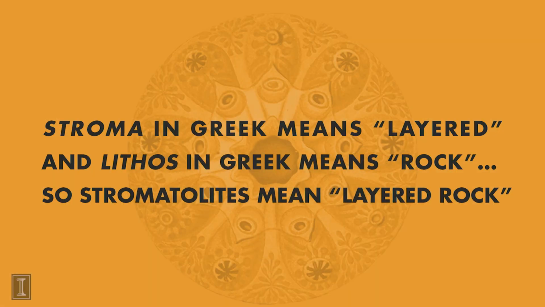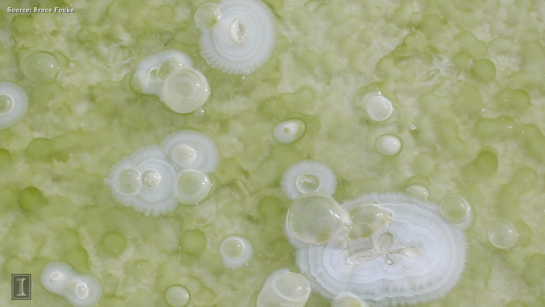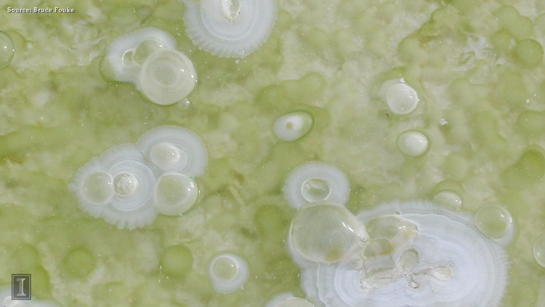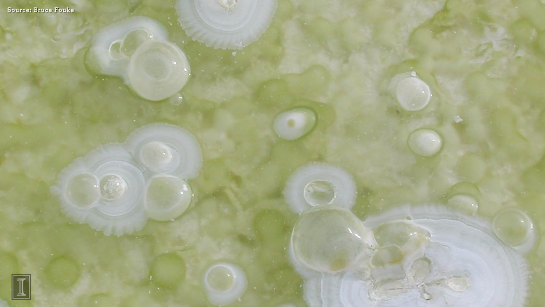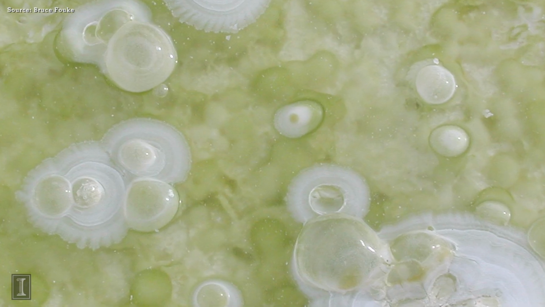Stroma in Greek means layered, and lithos in Greek means rock. So stromatolite is just layered rock. Very simple, very easy. And these layers are very, very thin. How I usually try to understand stromatolites is that most stromatolites, not all, but most, are produced by some kind of biological indicator or force, such as cyanobacteria.